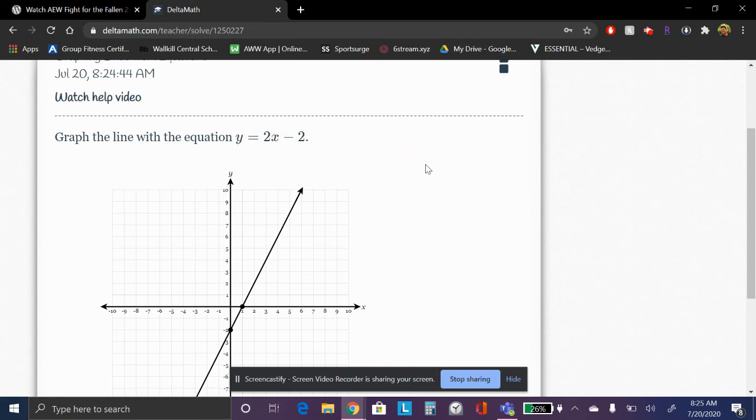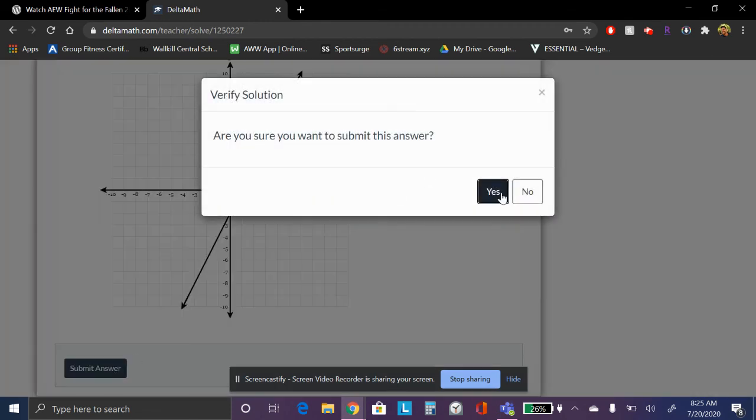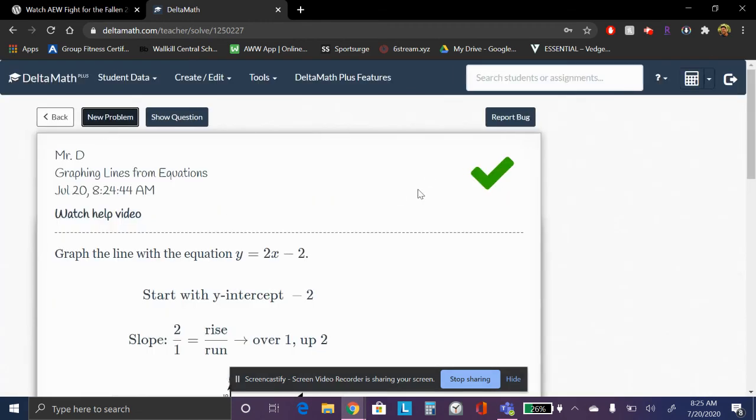Because 2 over 1 as a fraction is 2. And it's going up and to the right. It's a positive slope, so that's a good sign. And we submit that, and we get our answer.